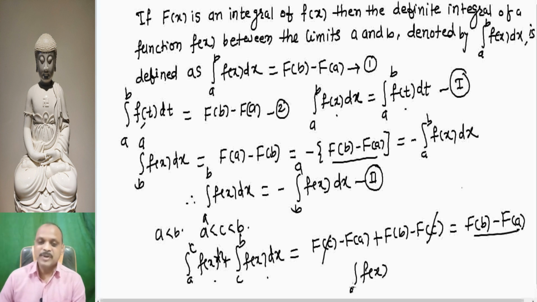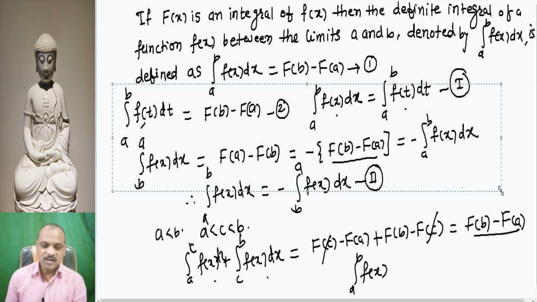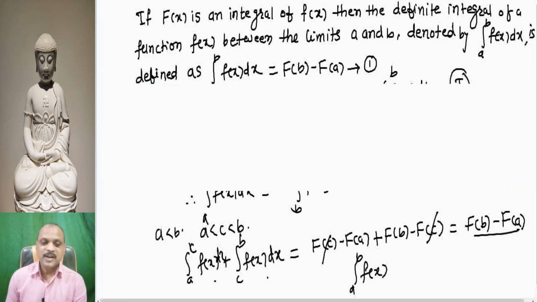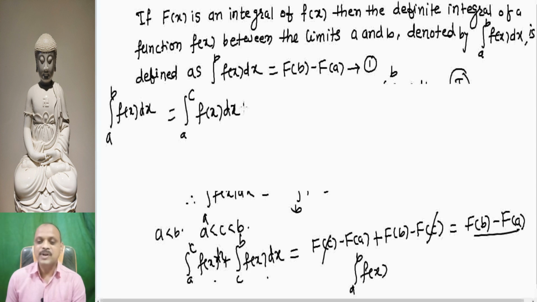Okay, so let me write it properly so that we get our third property of definite integrals. The integral of f of x between the limits a to b equals the integral a to c of f of x dx plus the integral c to b of f of x dx. This is our third property.